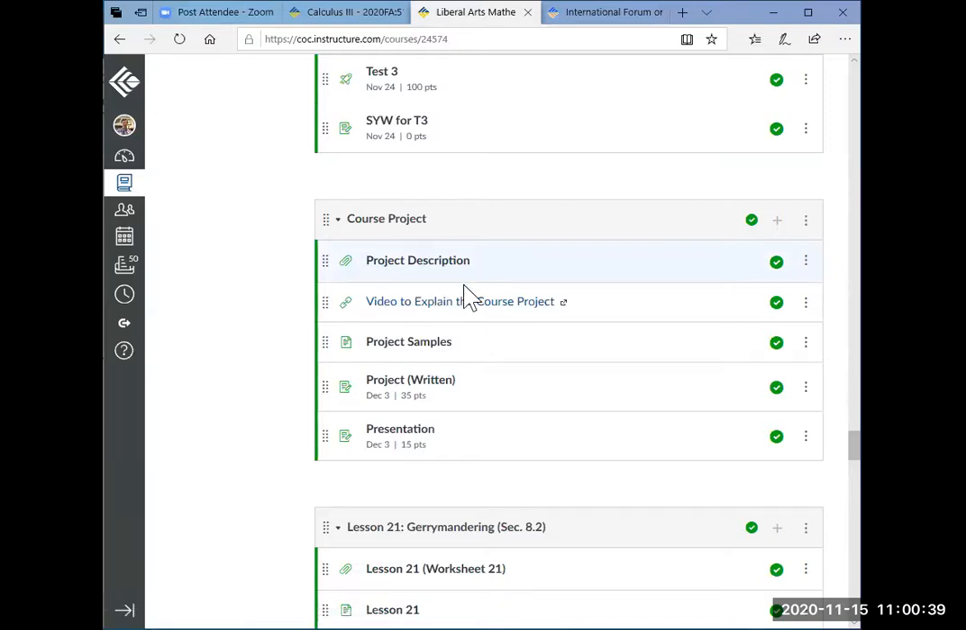And remember, just read the project description, and here is more explanation. This is in video form. And then I have provided you with some project samples from the past. And these are the places where you will turn in your project, the written project and your presentation.